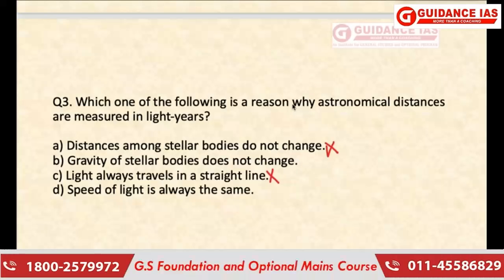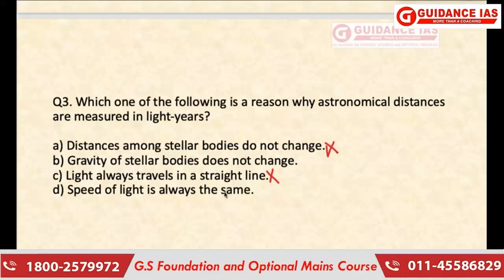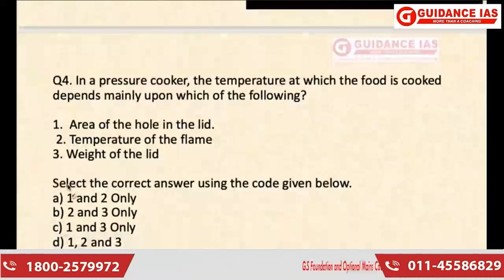What should be the right answer for this? That the speed of light in empty or the vacuum spaces never changes. Therefore, D is the right answer for this particular question. Moving ahead with the next question, question number 4.